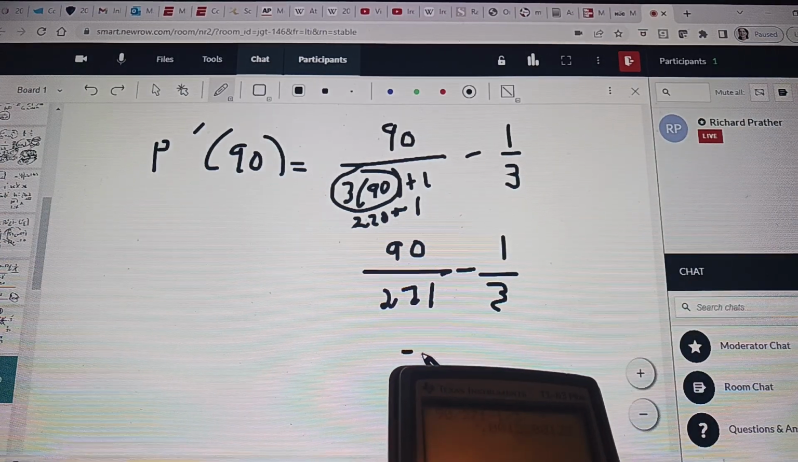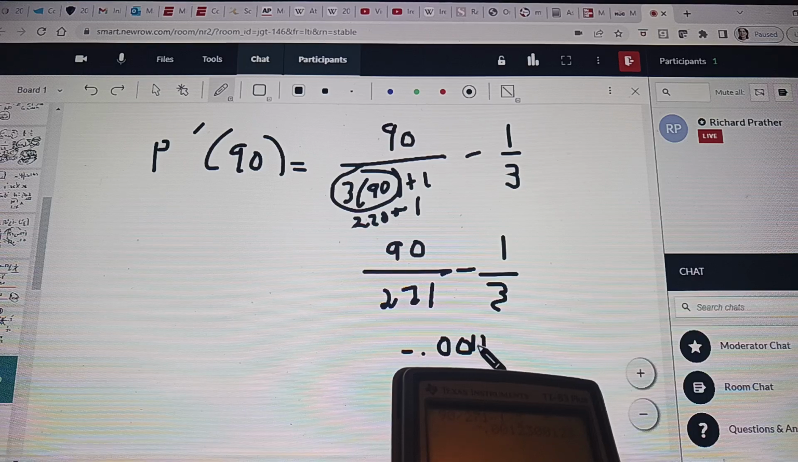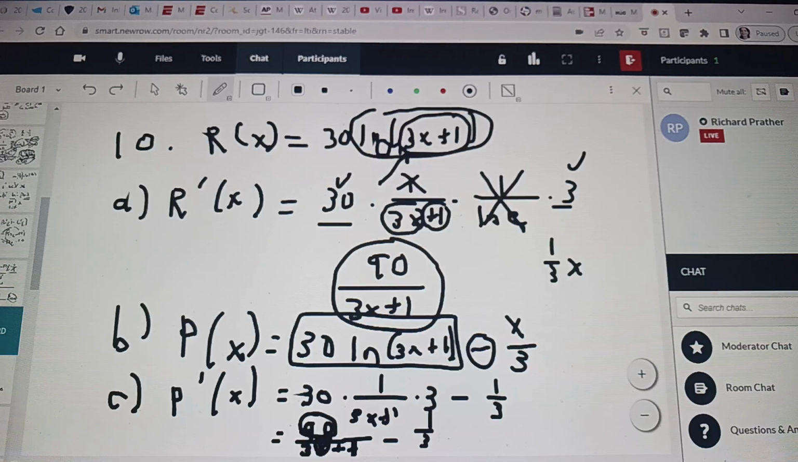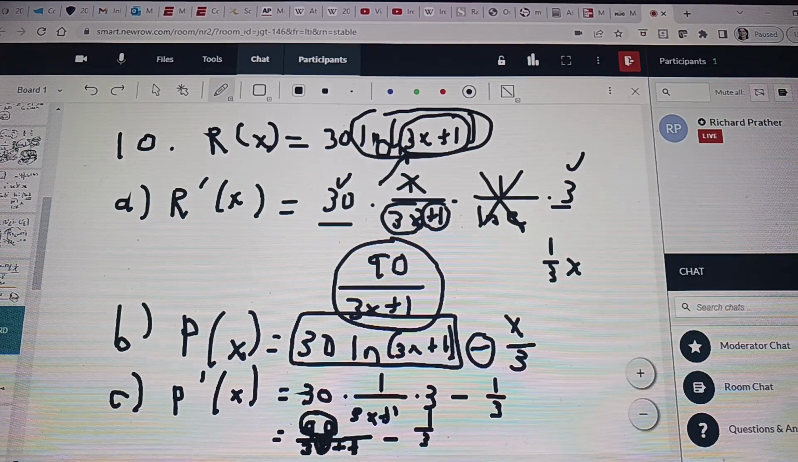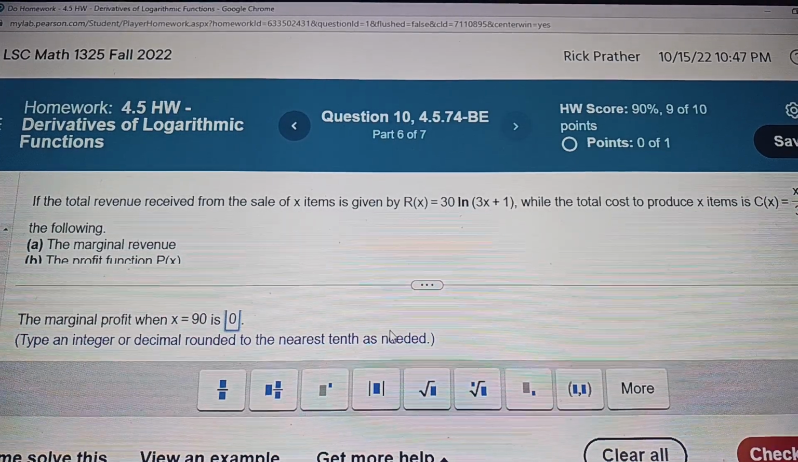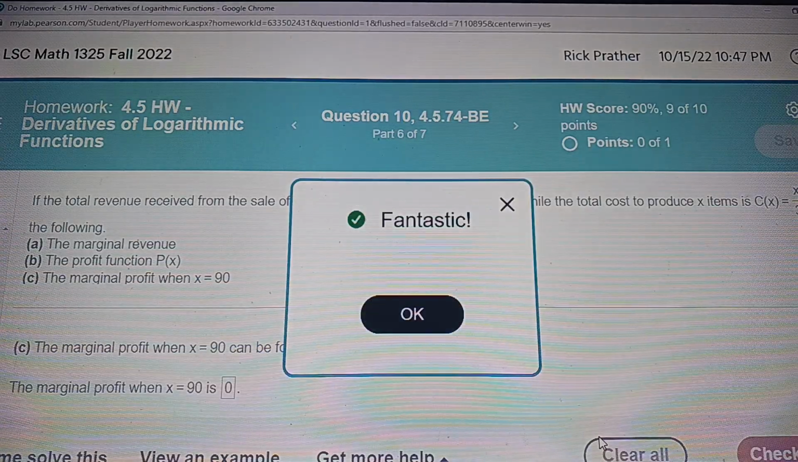And I got negative 0.00123000123. Okay, so the only thing I'm hesitating on is round to the 10th, but to the 10th it would be 0. Type in integer decimal, round to the 10th is needed. Okay, well, let's just see if it's 0. That's kind of weird, though. Huh. Okay, so that doesn't tell us a whole lot, though.